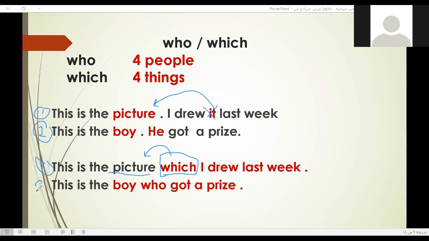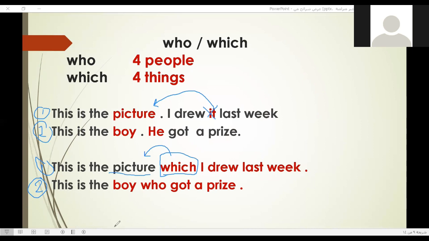This is the boy who got a prize. So this is the boy, he got a prize. Okay, we have 2 sentences. How did we make them together? We eliminated he and replaced it with who. Okay, you omit he and replace it with who. So can you do it? Can you read it, please?